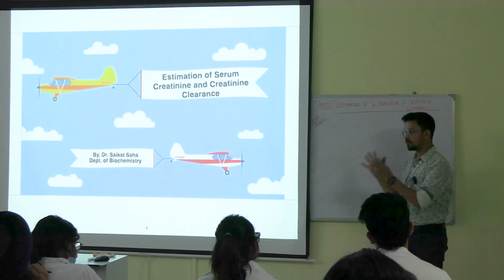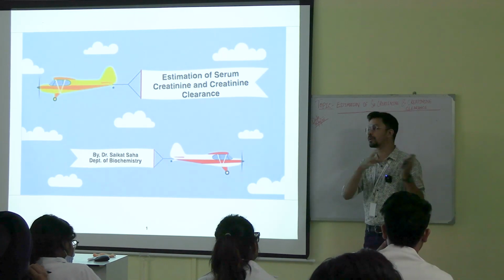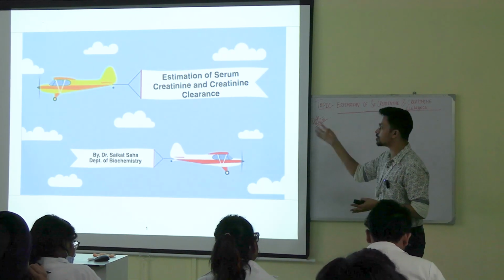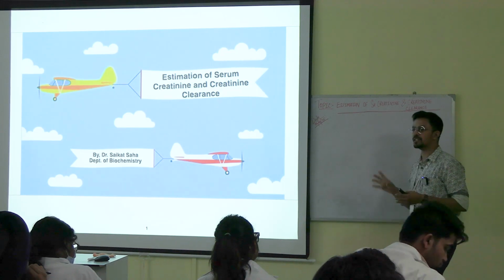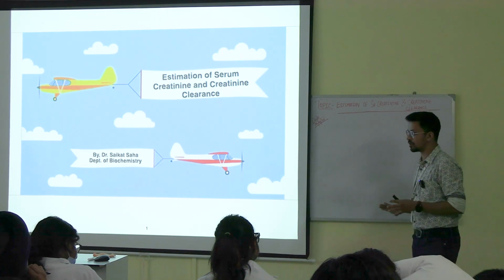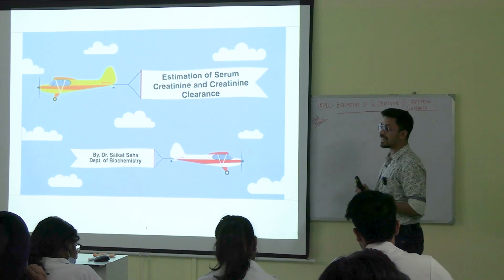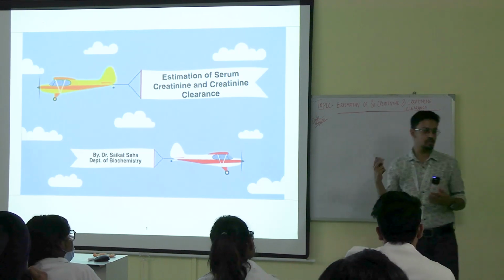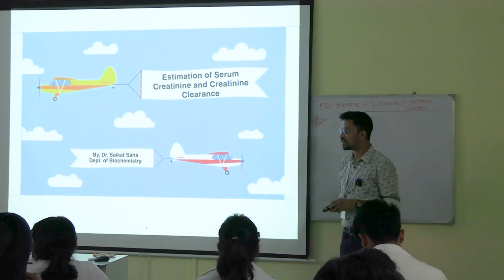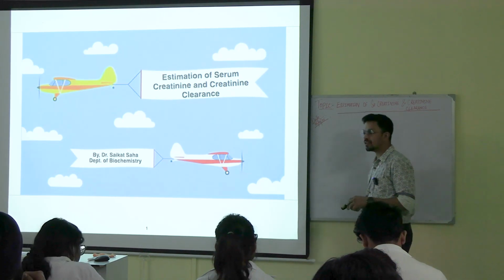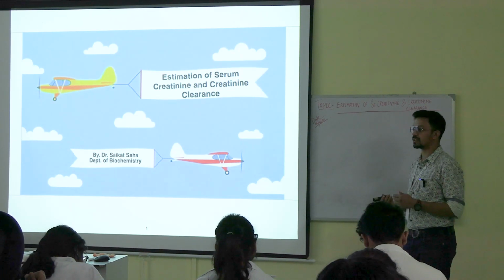So this knowledge that you have gotten from your previous class will be used over here as well. That is why I just asked whether you have the idea of clearance or not. Now, what are the kidney markers? Tell me two kidney markers. Blood urea, serum creatinine, uric acid, these all come under the kidney markers.